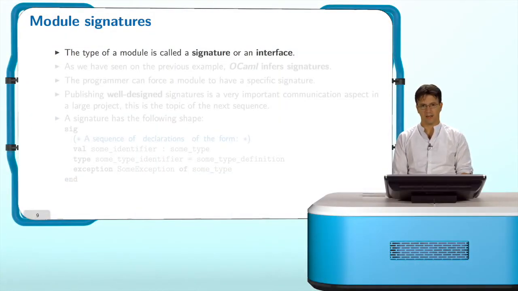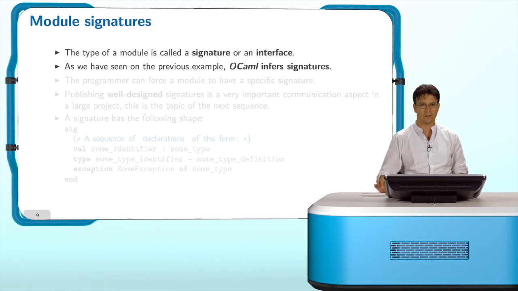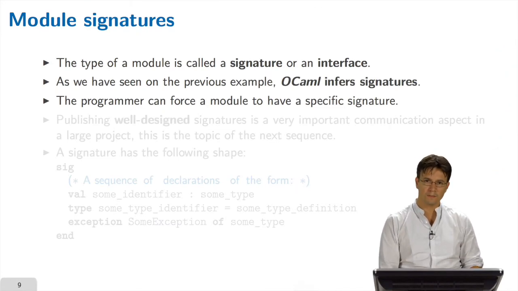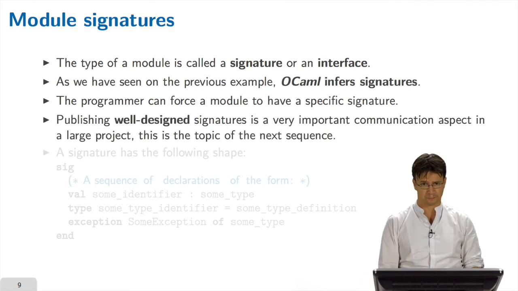Modules have types too, and these types are called signature or interface. We have seen in the previous example that OCaml infers signatures of modules. But in fact, the programmer can force a module to have a specific signature. And in fact, he should do it, because publishing a well-designed signature is a very important communication aspect in a large project. And that will be the topic of the next sequence.